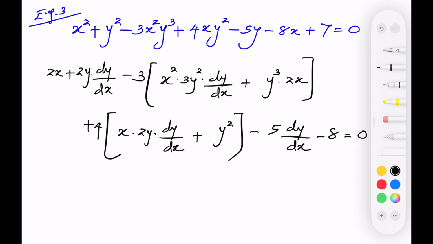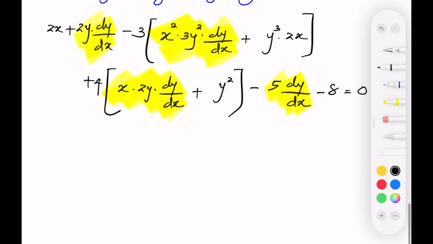Now we can subject dy by dx. In order to subject dy by dx, I need to keep all the dy by dx terms on the left hand side itself, which means all of these terms are going to stay on the left hand side, and I need to move the remaining terms onto the right hand side.